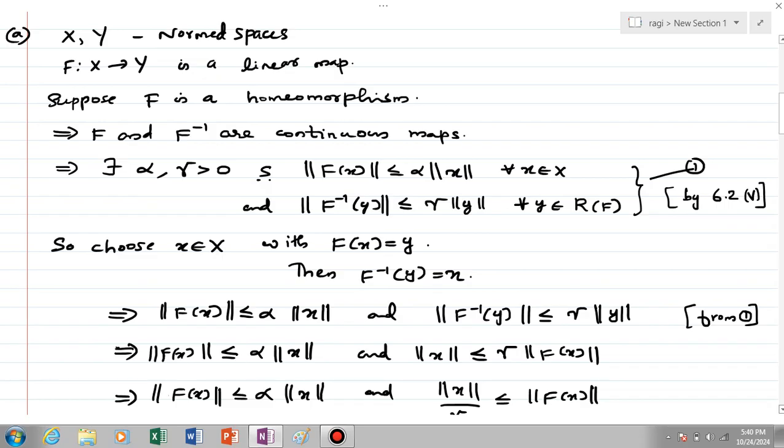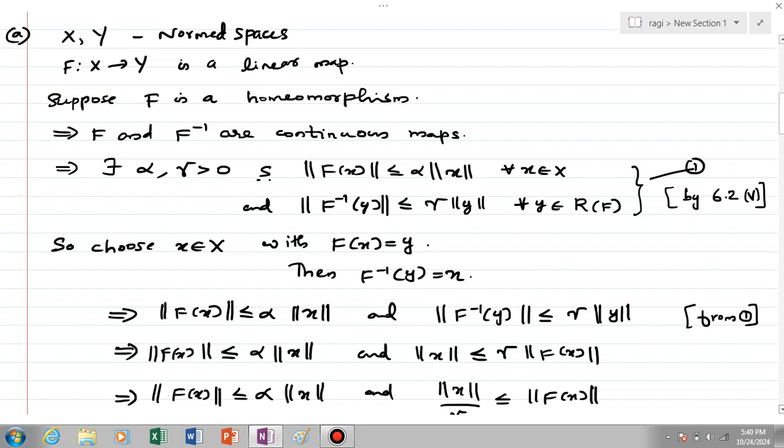that norm F of x is less than or equal to alpha times norm x for every x element of X, since F is continuous, and norm F inverse of y is less than or equal to gamma times norm y for every y element of the range of F, since F inverse is continuous. Now choose x element of X with F of x equal to y. Then we can write F inverse of y is equal to x, right? This we apply in equation 1. We get norm of F of x is less than or equal to alpha times norm x, and norm of F inverse of y less than or equal to gamma times norm y.